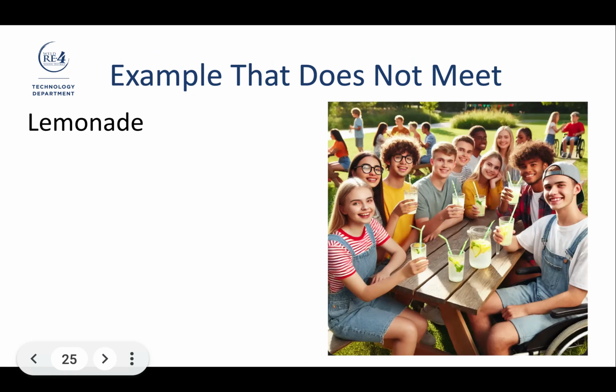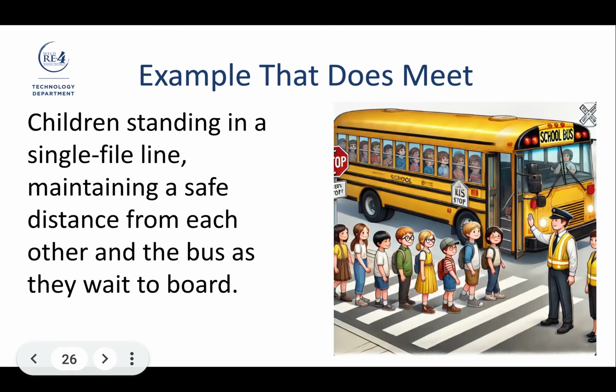One example of alternative text that does not meet the guideline is simply adding the alternative text of "lemonade" to this image. When describing this to families, there's much more going on in this picture than just lemonade. An example that does meet would be "children standing in a single file line, maintaining a safe distance from each other and the bus as they wait to board." Anyone listening to the alternative text of this image would have a much better understanding of the content than simply adding one word.